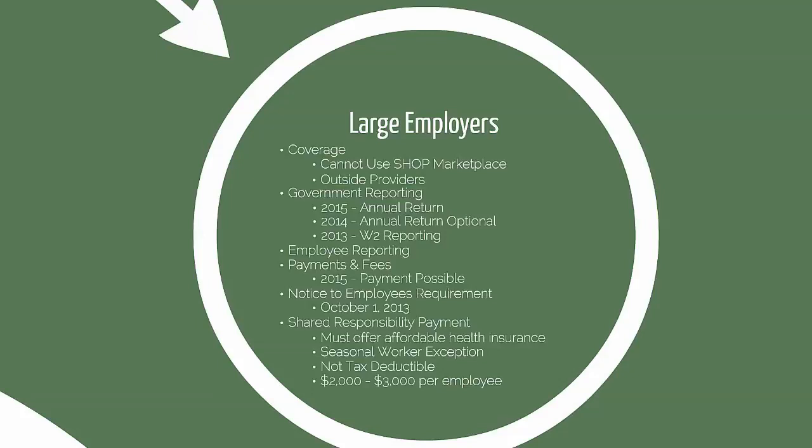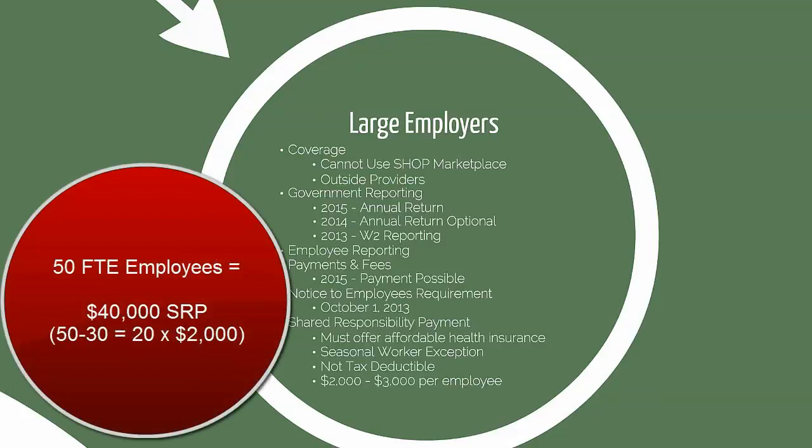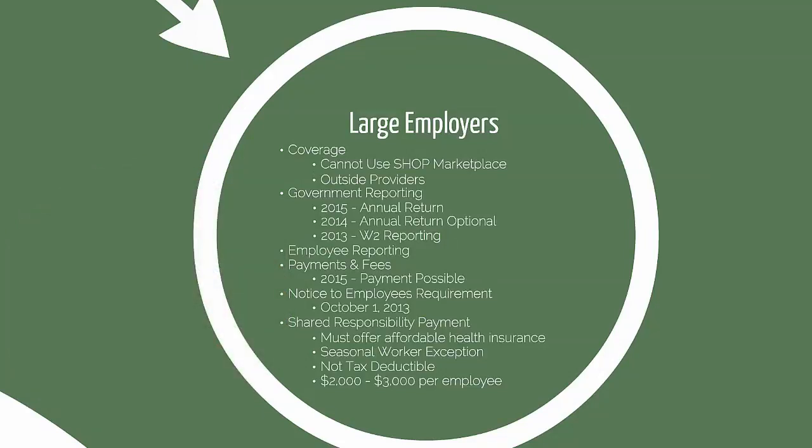So for example, if you have 50 FTE employees and you do not provide coverage, you will be exempted from the first 30 employees, so that means you'll be paying $2,000 per employee for the next 20 employees. That comes out to $40,000 for not providing healthcare coverage to your employees.